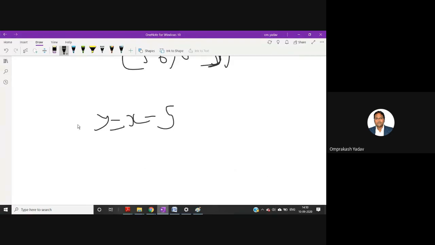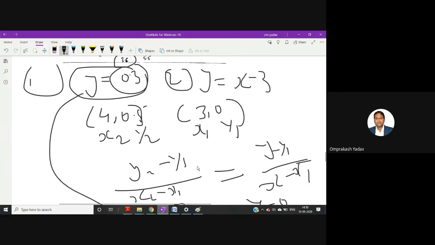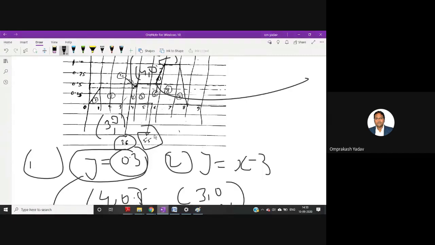Just check it. This is 1. And the second is y equal to 0.5. So I will substitute this inside this. So this will become, sorry, x equal to 5.5. So we got the x coordinate as 5.5 and the y coordinate as 0.5. Whether all of you understood how we are determining the intersection point? If anybody is having doubt, please ask me.